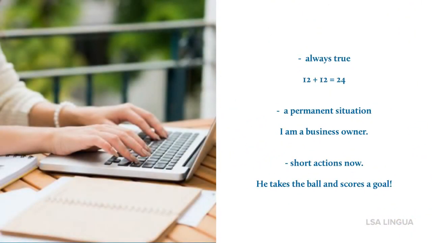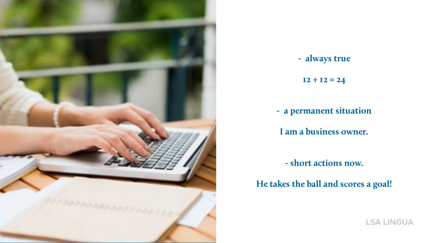We use the simple tense when something in the present is always true, like 12 and 12 makes 24. To indicate that a situation in the present involves a permanent situation. For example, I'm a student or I'm a business owner. To discuss short actions now. He takes the ball and scores a goal.